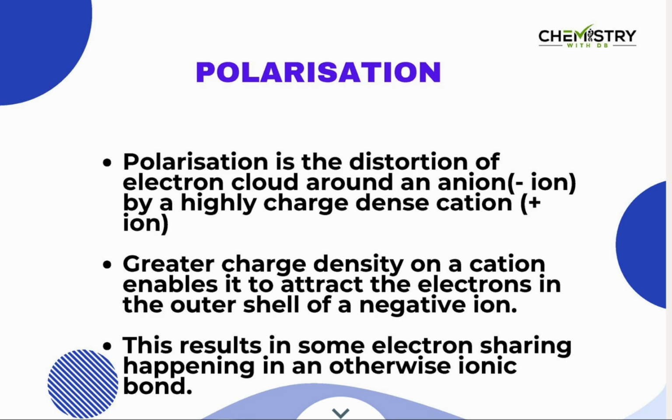Now first of all let's understand what is polarization. So polarization is basically the distortion of the electron cloud around an anion by a highly charged dense cation. So if this is the cation, and this is the anion, then the electron cloud is distorted. That leads to polarization. If there is a greater charge density on the cation, then it's able to attract the electrons in the outermost shell of the anion, and as a result of this there is some electron sharing occurs in otherwise what it would have been in just a purely ionic bond.